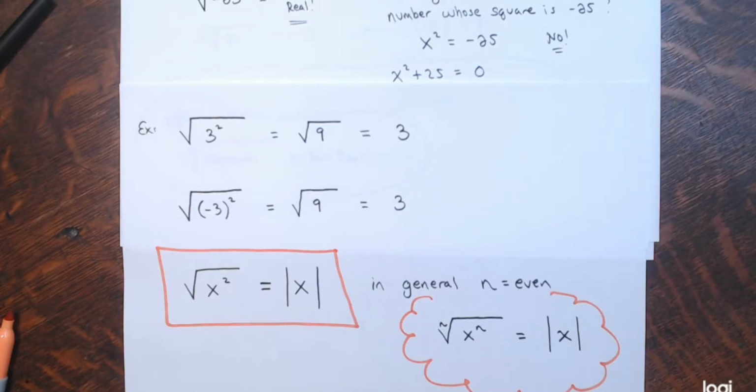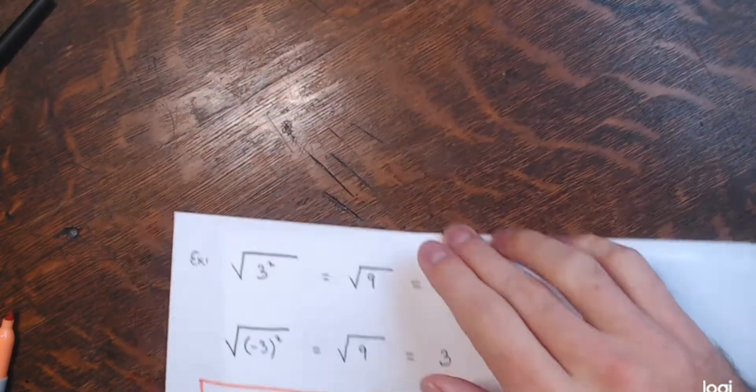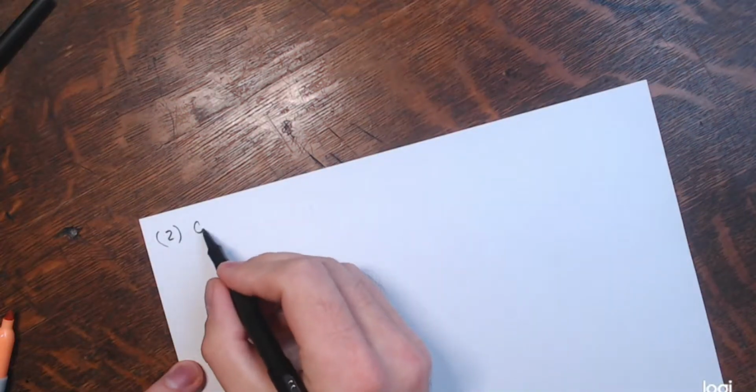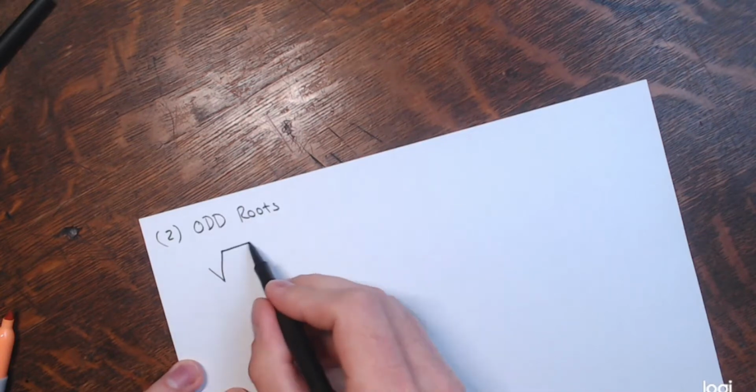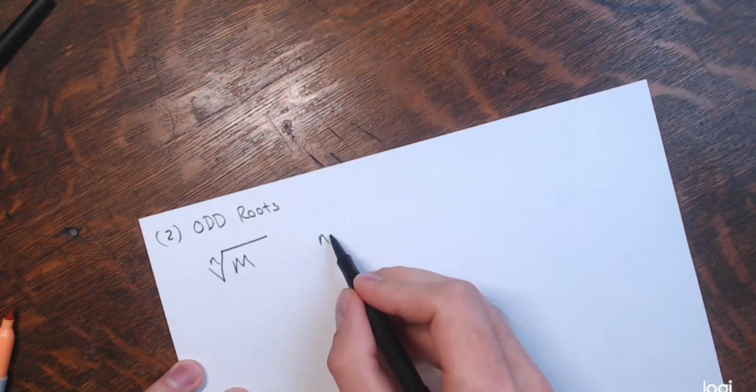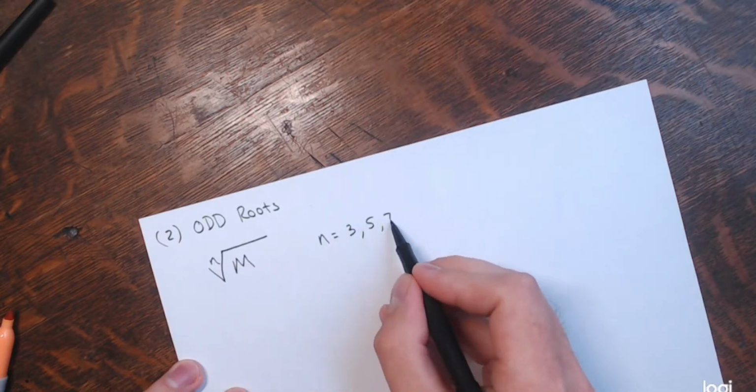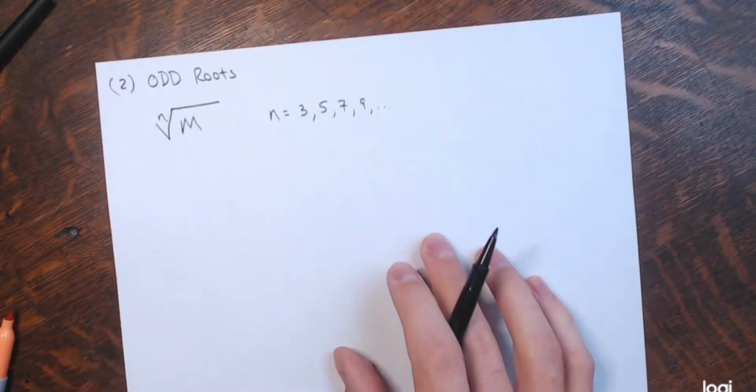Odd roots are easy. When you see an odd root symbol, it can be any number you want. It can be positive, it can be negative, it can be 0. The even root symbols, the result has to be positive or 0. It can't be negative. But with the odd root symbol, it can be anything you want. So I'll show you that. Now odd roots. This is where you have the nth root of something, and n equals 3, 5, 7, 9, odd numbers.